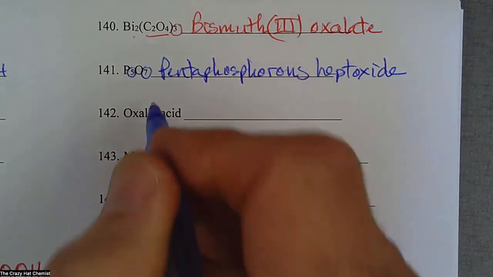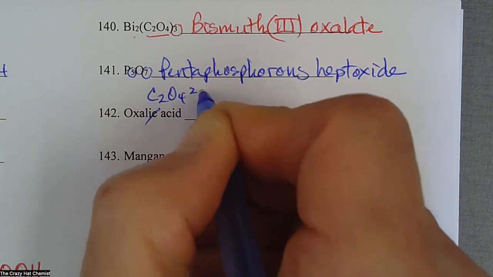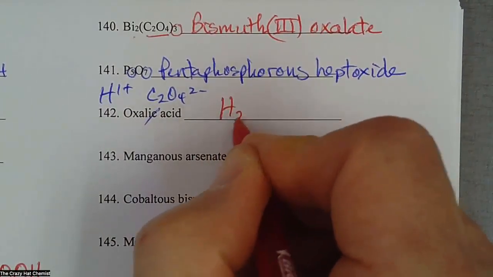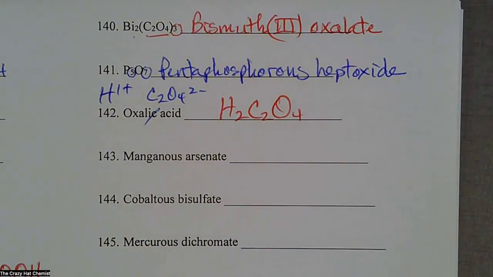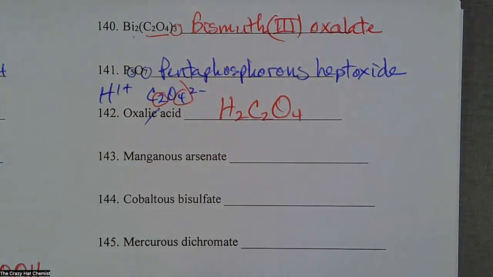Oxalic acid, that's coming from the oxalate ion, which is C2O4 2 minus. So I'm going to add the appropriate number of hydrogens, take the bull by the horn, flip, bring it down. I got H2C2O4, and no, you cannot reduce those because that 2 and that 4 cannot be reduced whatsoever.